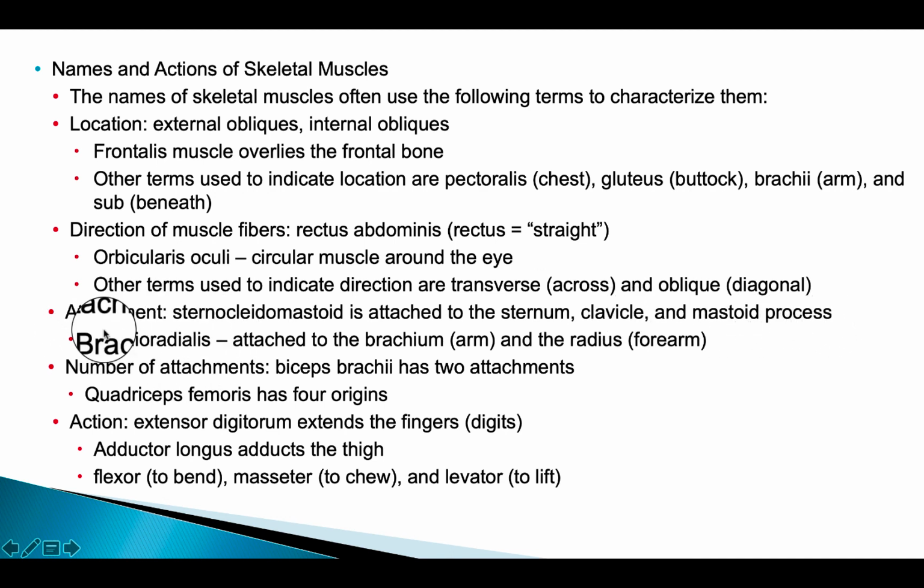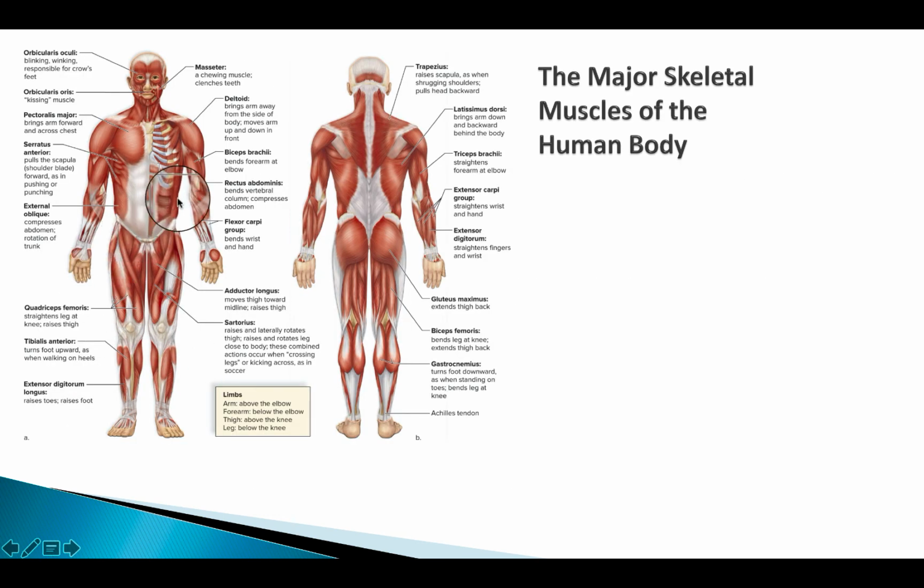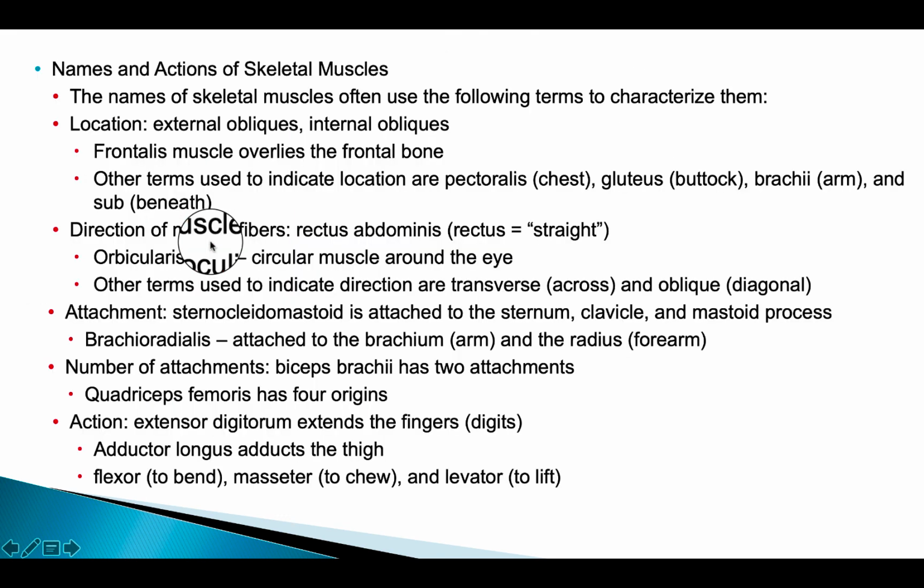Brachioradialis, okay? Brachioradialis attached to the brachium, meaning the arm. Radius, your forearm, right there. So brachioradialis. So that would be somewhere around. It's not really shown here, guys. Sorry about that. But it would be around here. So the brachium of the arm would be around here. So we have to remove the biceps here to see it. And then it goes to the radius right here. So that is the brachioradialis muscle.